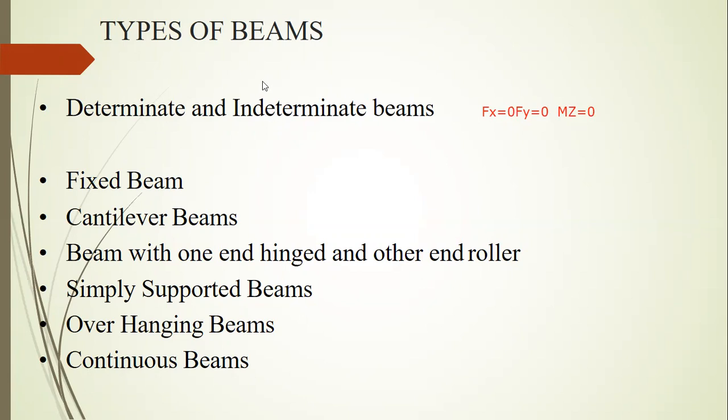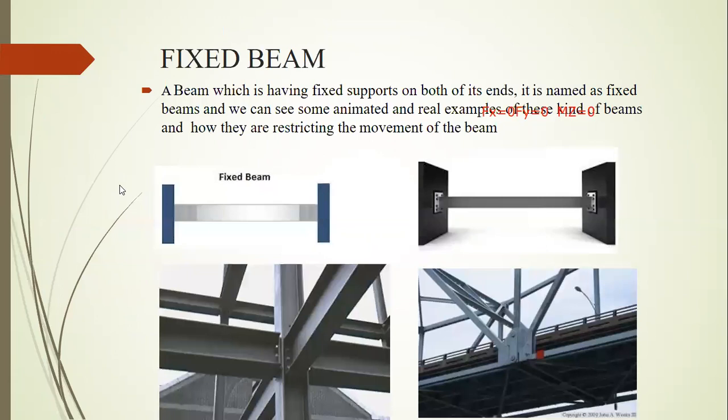Okay, so again, the beams are classified based on the support conditions. Let's look at them one by one. The first one is called a fixed beam. A beam which has a fixed support on both of its ends is named a fixed beam. If the beam has both ends fixed, then we will call it a fixed beam.